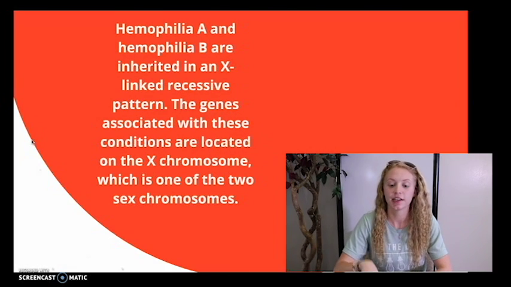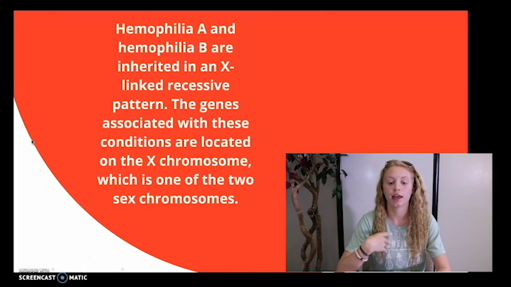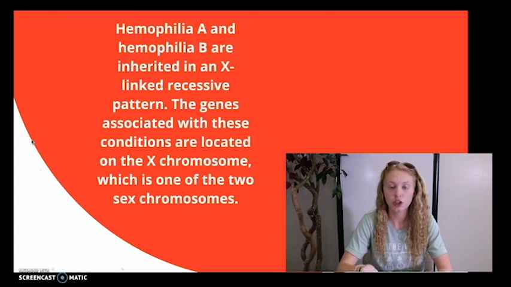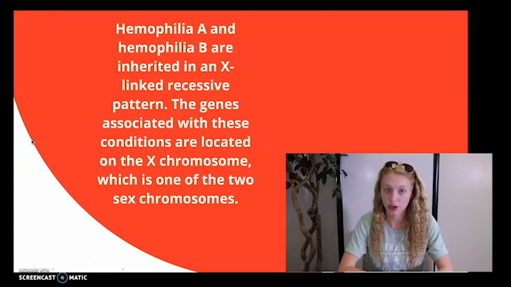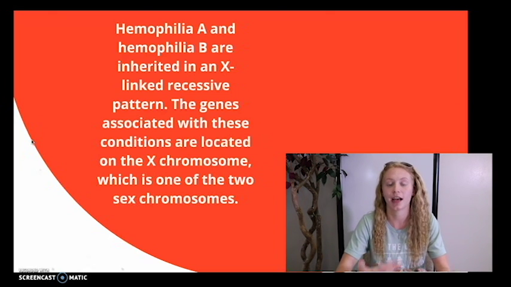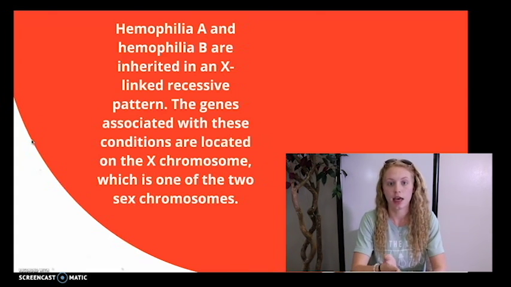So, how it is inherited. Hemophilia A and B are inherited in an X-linked recessive pattern. This means they're recessive, so if you had a daughter with hemophilia, you would have to have the recessive trait on both of the X chromosomes for it to show up as the actual disease. And if you were to have a son with hemophilia, you would have to have it on their one X chromosome, so it would show up.